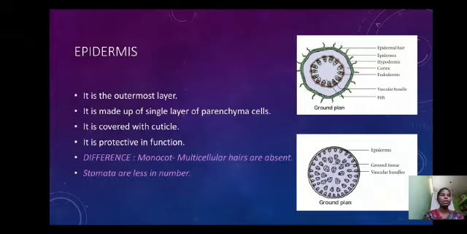The difference between the epidermis of monocot and dicot is that multicellular hairs are absent in monocot whereas present in dicot, and then the stomata are more in number in dicot and less in monocot. These are the differences between the monocot and dicot.